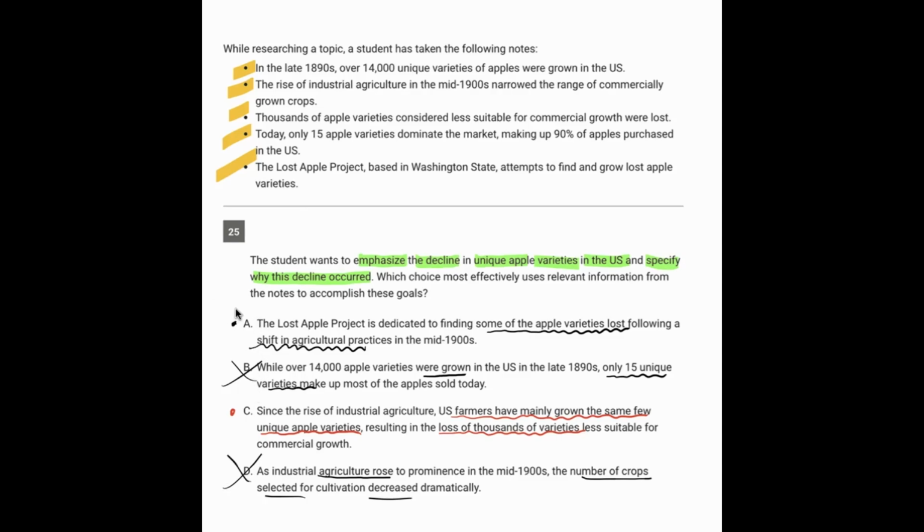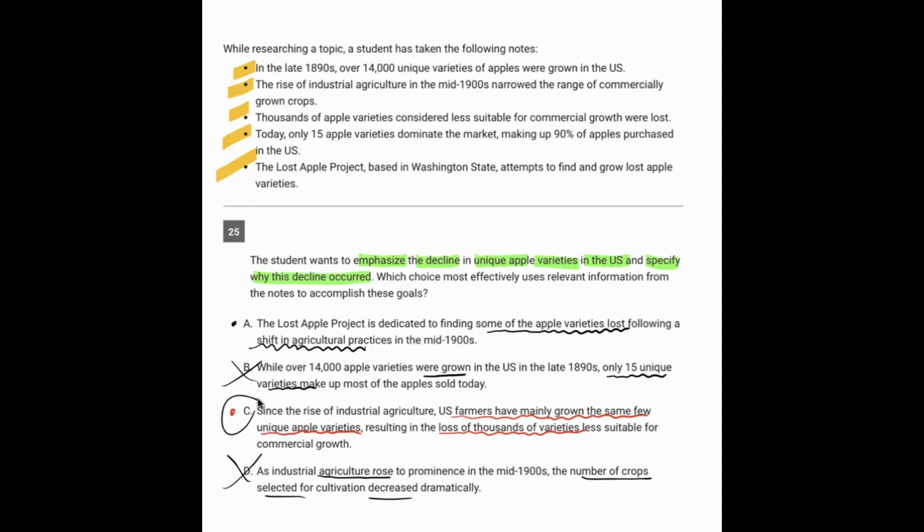Let's make sure that they're both doing what we looked for. We're emphasizing the decline, which they're both definitely doing, but are we specifying why it occurred? Looking back at A, the Lost Apple Project is dedicated to finding some of the apple varieties lost following a shift in agricultural practices. C, on the other hand, says, U.S. farmers have mainly grown the same few unique apple varieties. Which of those two is more of an explanation of the reason why the decline occurred?